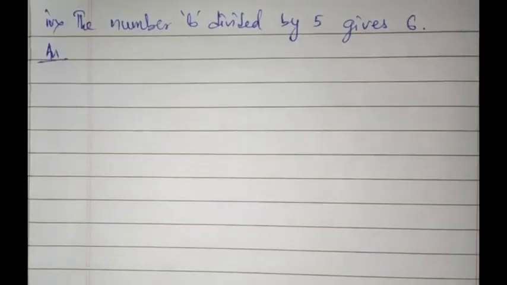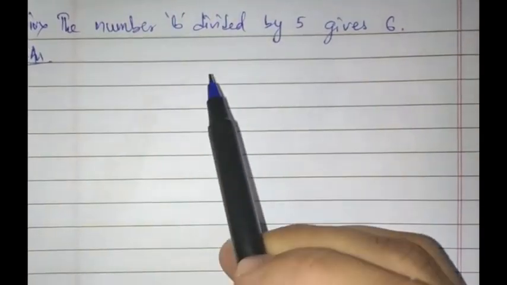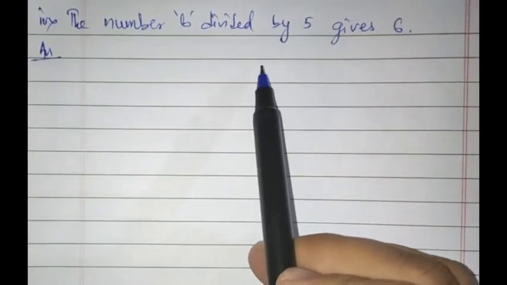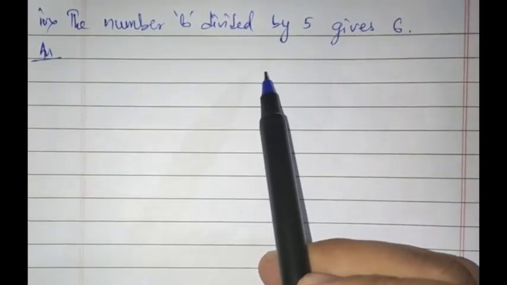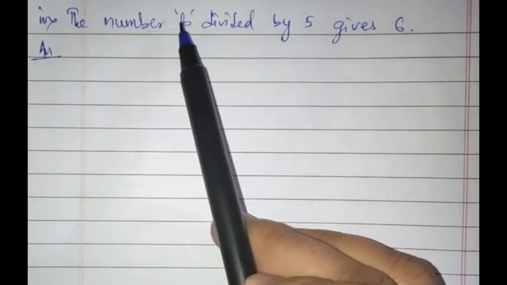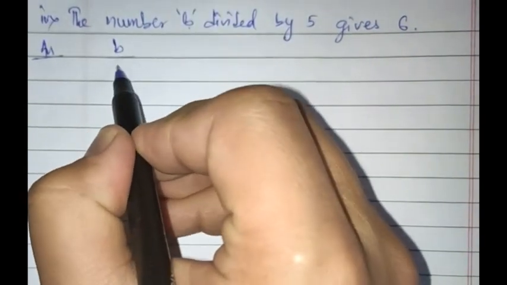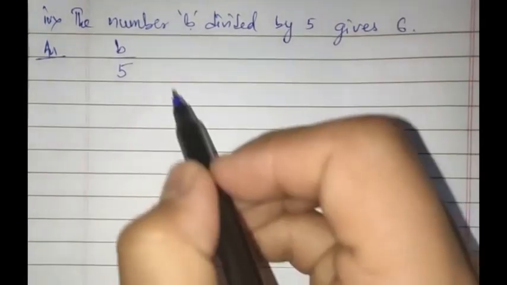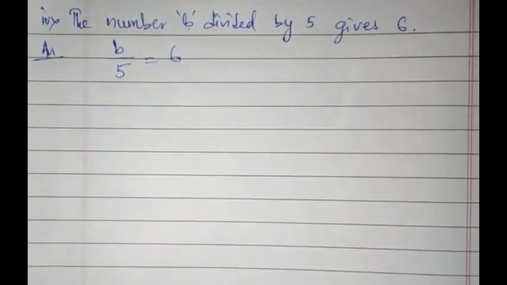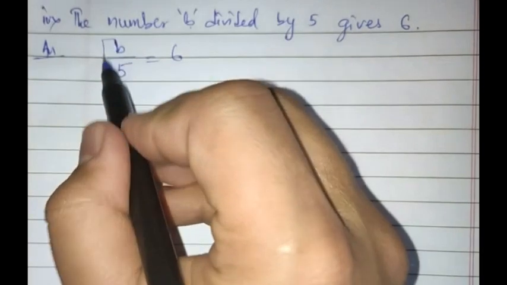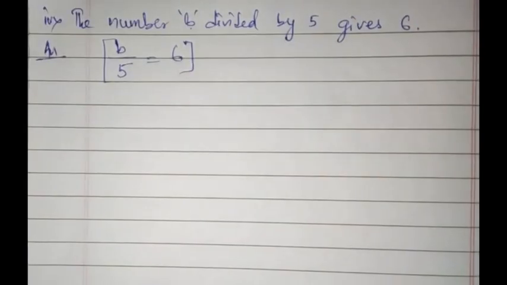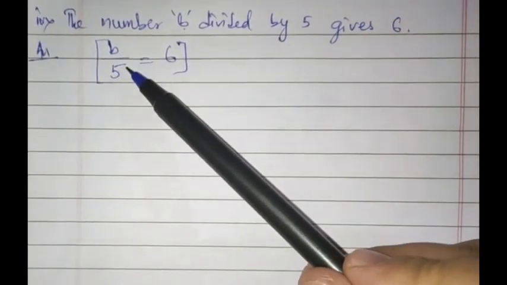Proceeding to question number 4, we have the number b divided by 5 gives 6. When this b is divided by 5, it will give 6. So this is the equation, a simple one. The number b is getting divided by 5, which results in 6.